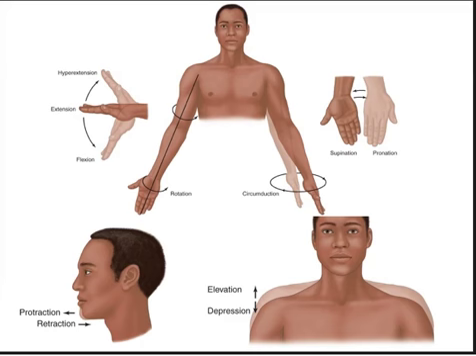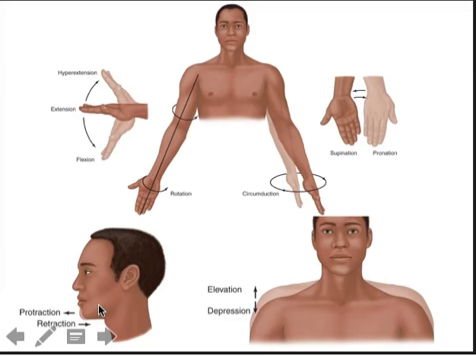Other movements include supination and pronation. In pronation, we turn the back of the hand towards the anterior. In supination, we turn the palm of the hand towards the anterior. Elevation and depression. Elevation is to raise in the superior direction, such as elevating the shoulders. Depression is to drop in the inferior direction, such as dropping the shoulders. Protraction and retraction. Protraction is to jut a body part in the anterior direction, and retraction is to pull a body part in the posterior direction. You can do this, for instance, with the jaw, okay?